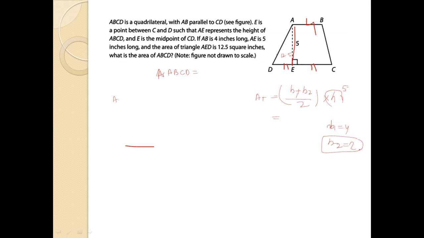We are given the area of triangle ADE is 12.5. That is 25 by 2. So we know, what is the area of a triangle? Area of a triangle is 1 by 2 base into height. Base is DE, height is AE. So this is 1 by 2 DE. DE is our target to find out. Height is 5, and this is equal to 25 by 2.